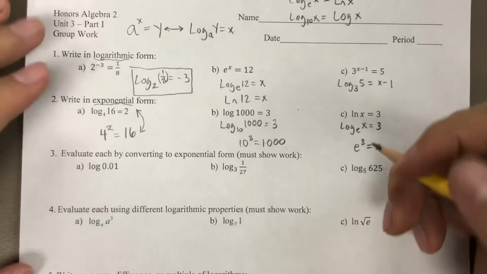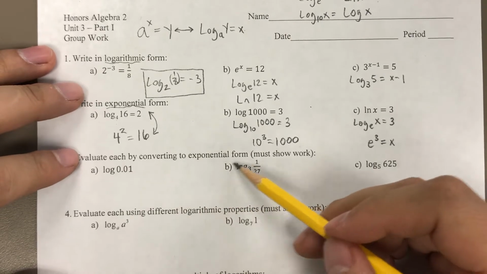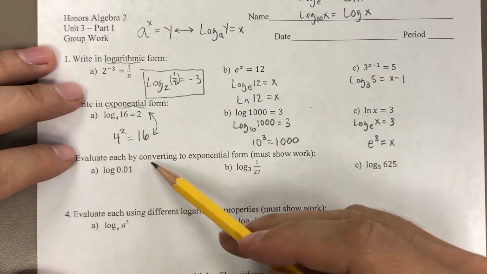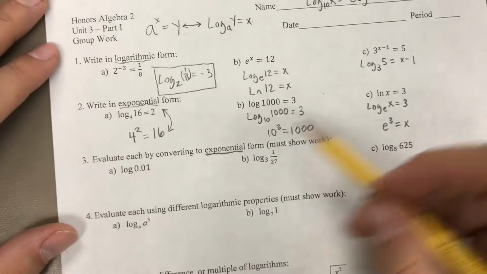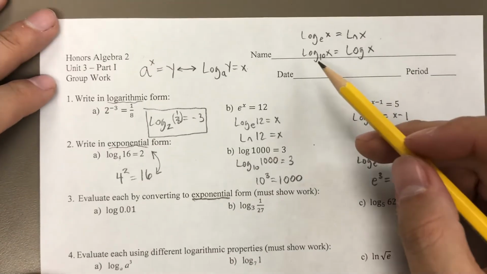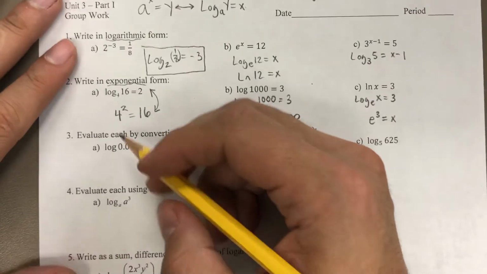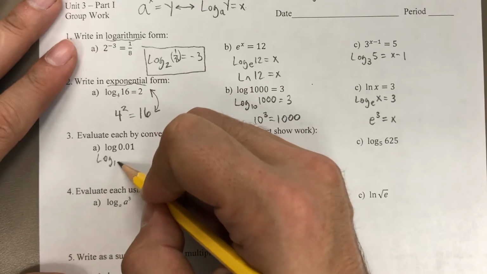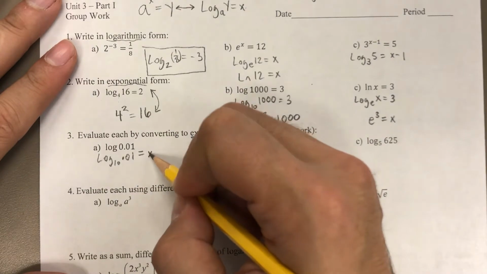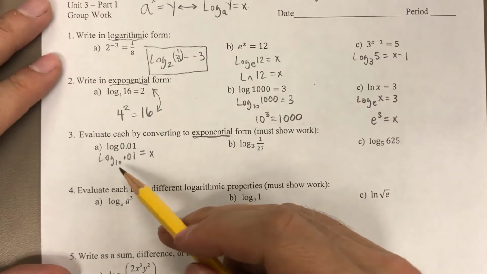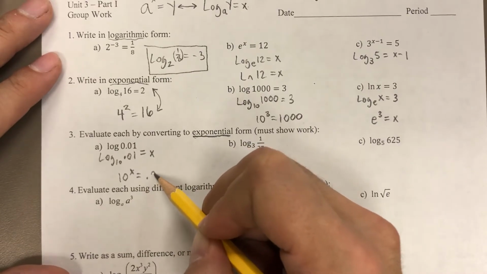Okay. So for number 3, we're converting to exponential form. Evaluate each by converting to exponent. All right, so we need to turn it into an exponent and then evaluate it. So it just says log, and remember that when it just says log, it actually means that we have a log with a base of 10. So I'm going to rewrite this as log base 10 of 0.01, and let's say that it's equal to some value x. If I were to rewrite this as an exponent, it would be 10 to the power of x is equal to 0.01.